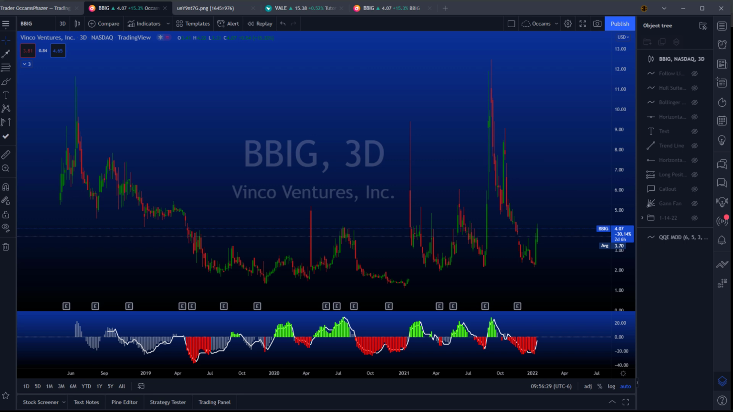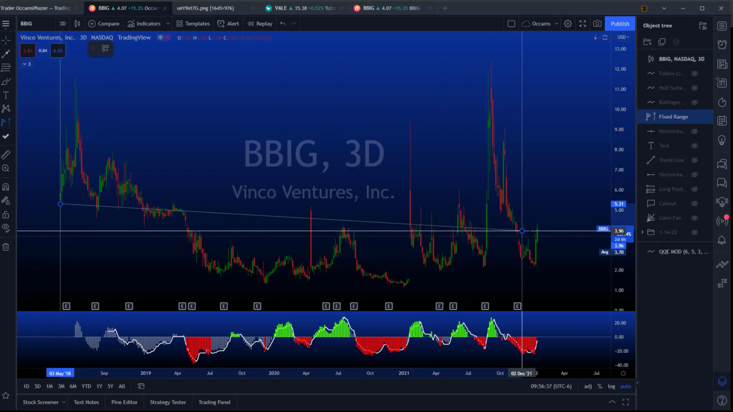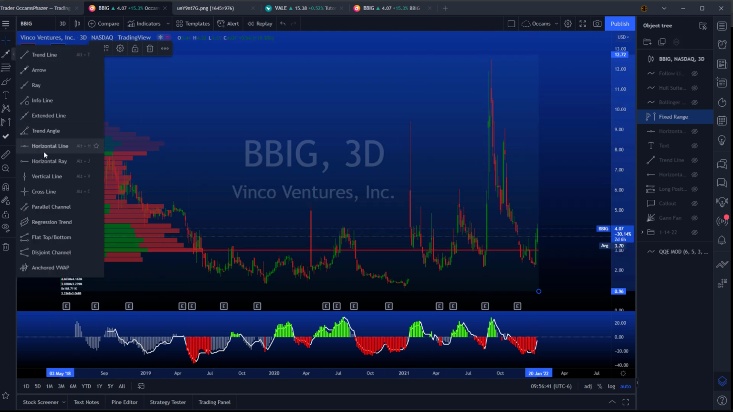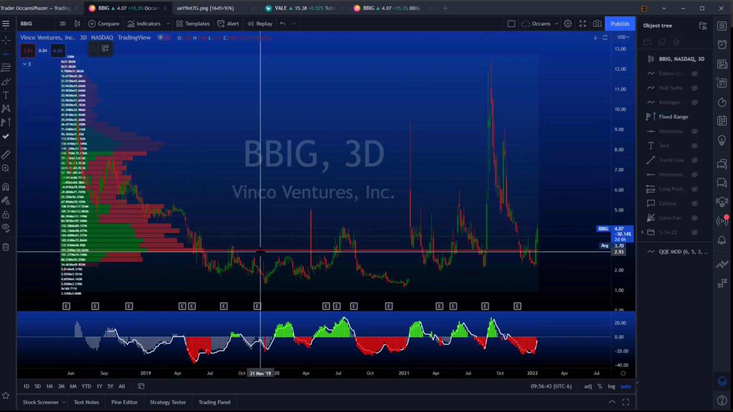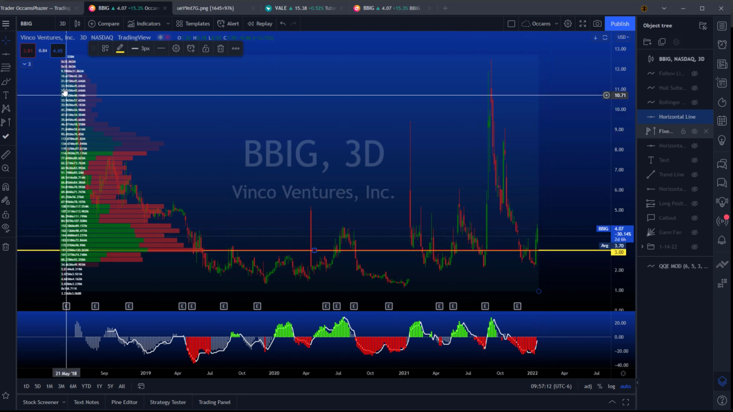What I want to do real quick is focus on purely the volume profile of BBIG and just take a look at its history. So we're going to go ahead and look at its entire history, and we're going to drop a line right here along this density, right at $3. And without context, this really means nothing yet, but let's continue.